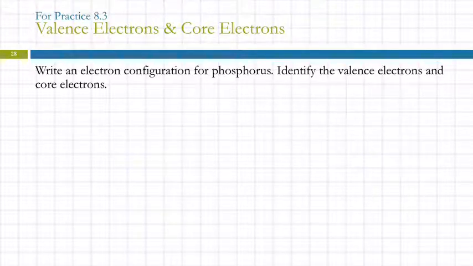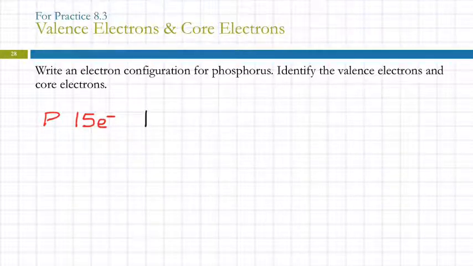Okay, let's write an electron configuration for phosphorus, and we're going to identify the valence electrons and the core electrons. So let's think about how many electrons. 15 electrons. I'm going to draw the orbital diagram.